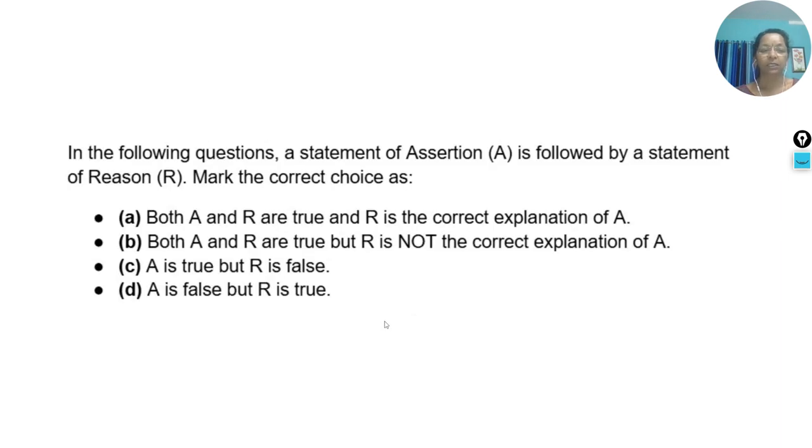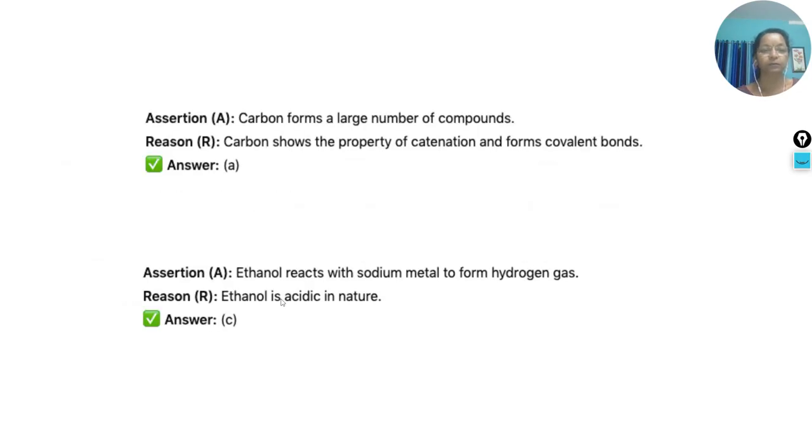Then we'll check the other types of options given in the typical assertion type. Here is the usual way: both A and R are true, and R is the correct explanation; A and R are true, but R is not; A is true, R is false; A is false, but R is true. Like that. Now we'll read the questions.